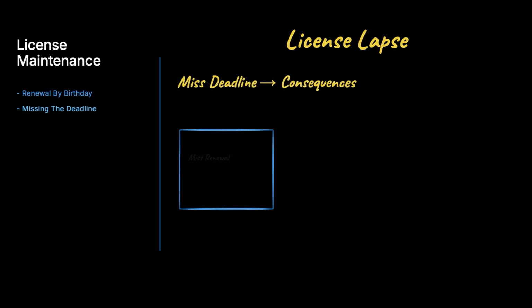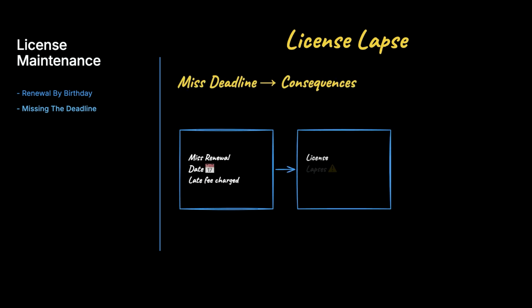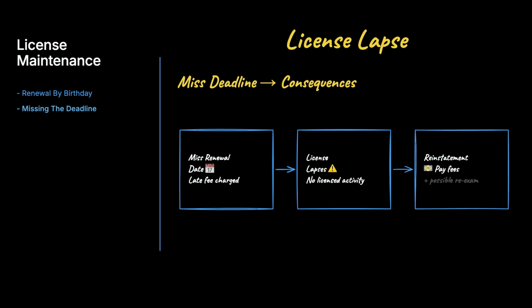What happens if you miss the deadline? First a late fee and eventually your license lapses. A lapsed license can't be used for any licensed activity, and practicing on one is itself a violation. Reinstatement means paying fees and, depending how long it lapsed, possibly re-examining. So treat your renewal date as a hard deadline.